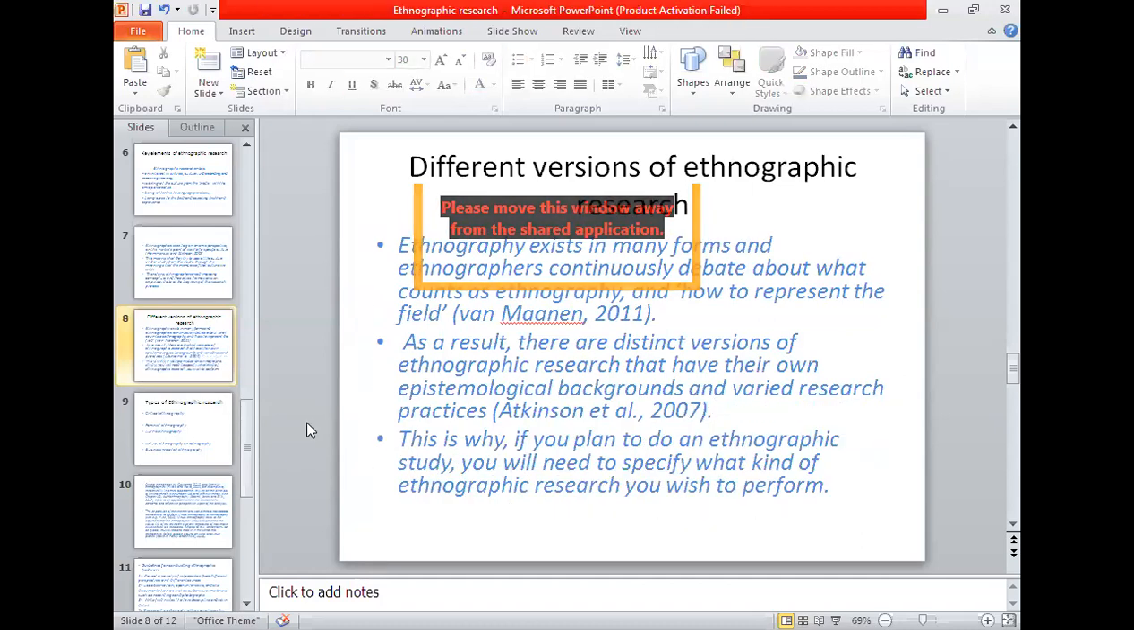This is very important for us, as students of research methodology, to understand that if we plan to do an ethnographic study, what is necessary for us to do: you will need to specify what kind of ethnographic research you wish to perform. It means there are different types of ethnographic research, like there are different types of quantitative research and different types of qualitative research. Within experimental research, which is quantitative, there are many types of doing experimental research. Similarly, there are different types of doing ethnographic research.